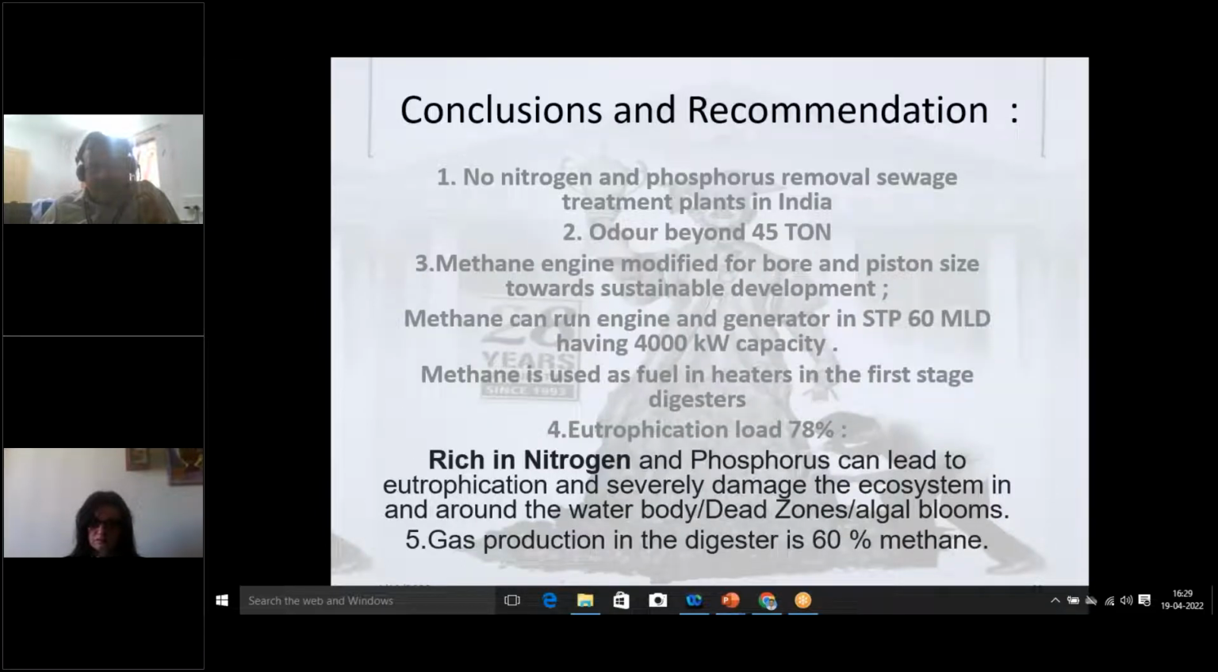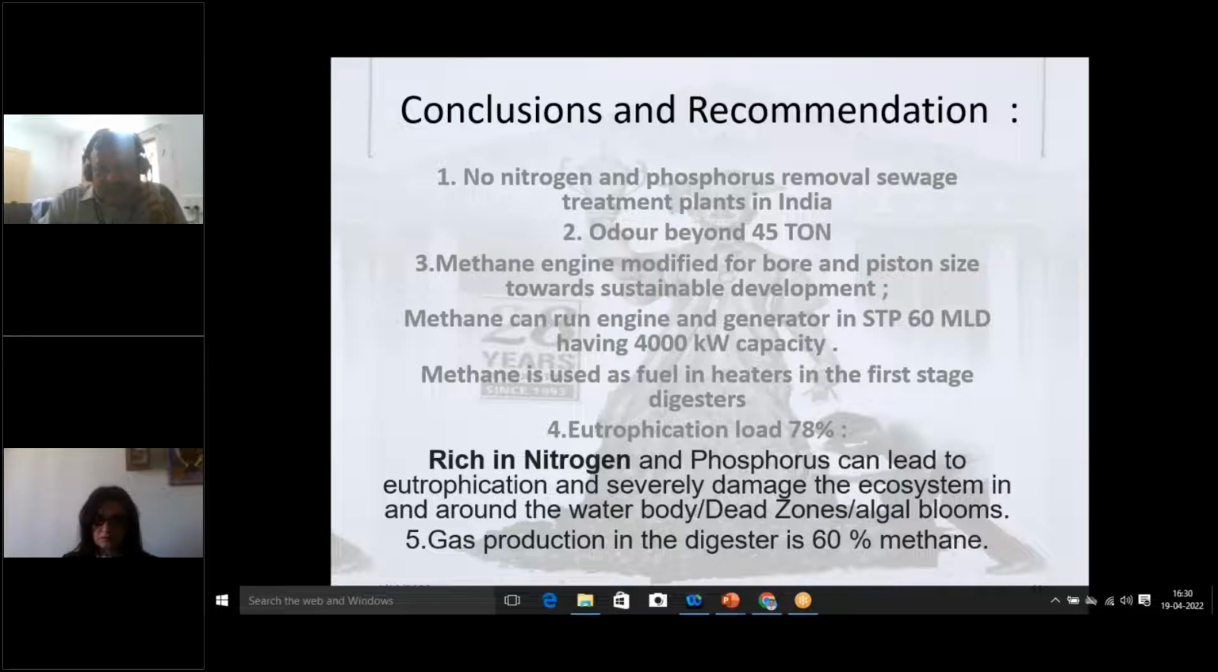The conclusion is that there is no nitrogen and no phosphorus removal in sewage treatment plants in our country. Water beyond 45 threshold number. Methane engine modified for bore and piston towards sustainable power development, which is power development that meets the needs of the present generation without compromising the ability and efficacy of the future generations to meet their own needs. So methane can run an engine and generator in a sewage treatment plant having 60 million liters a day, with 4000 kilowatt capacity. The methane is used as fuel in heaters in the first stage of the digester.